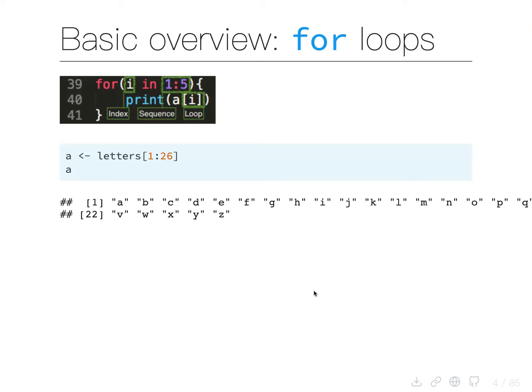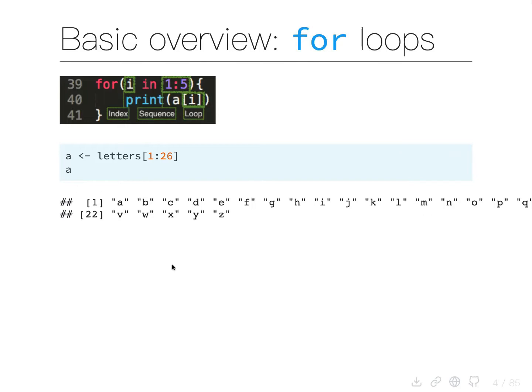In base R, there is letters in lowercase, and LETTERS in all uppercase. Those are just built-in vectors that have the letters of the alphabet. If I say letters 1 to 26, I get all of them. I don't really have to have the 1 to 26 there. You could also do 1 to 10, and you'd get the first 10 letters.